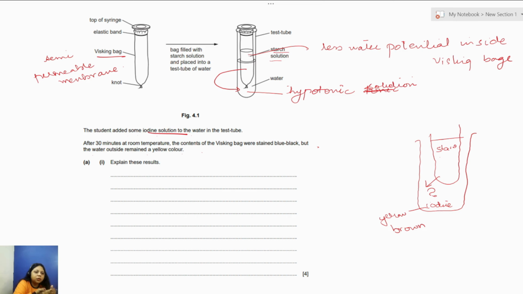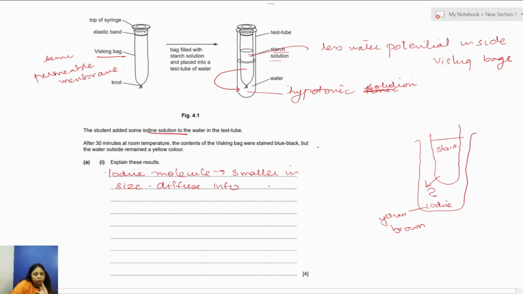Okay, so the experiment is explain your result. Explain means you have to give reason why they are not coming out, why they are getting stained inside the whisking bag but not outside. So we would say that iodine molecules, these are smaller in size, diffuse into the whisking tubing, where starch is present.